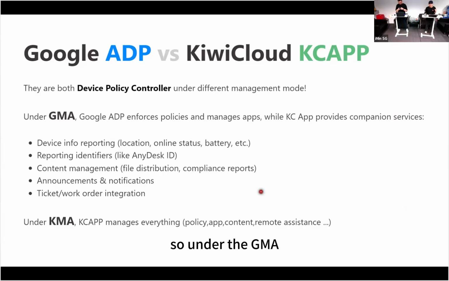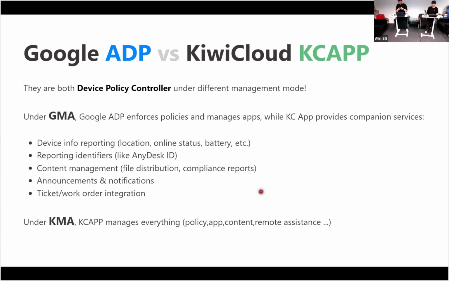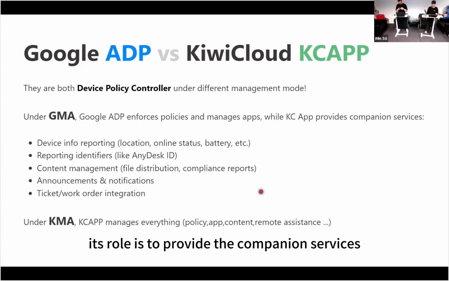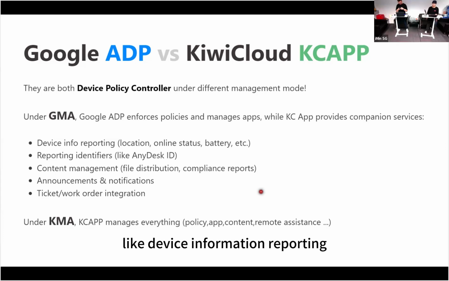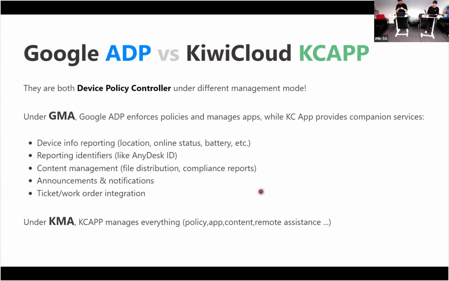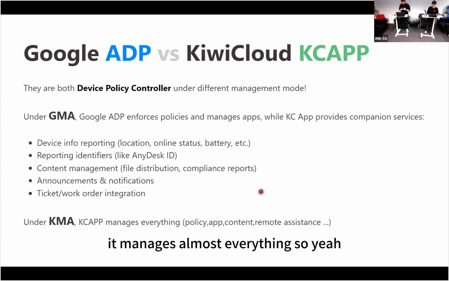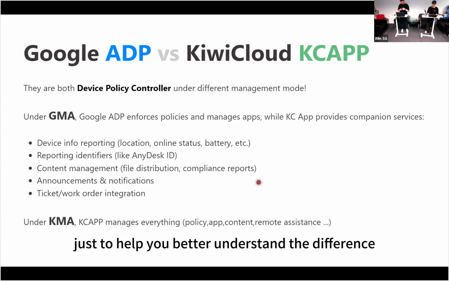So under the GMA, as you can see, Google ADP enforces the policies and manages applications. Here, the KCApp doesn't control those applications or policies. Its role is to provide the companion services like device information reporting, content management or announcement, or the ticketing. But under the KMA, which is very different, KCApp plays a very important role. It manages almost everything. So yeah, just to help you better understand the difference.